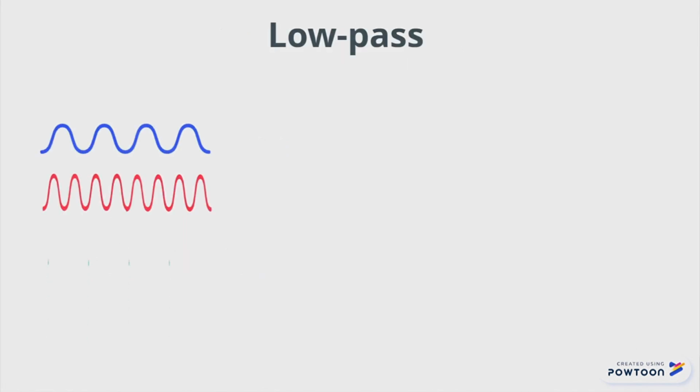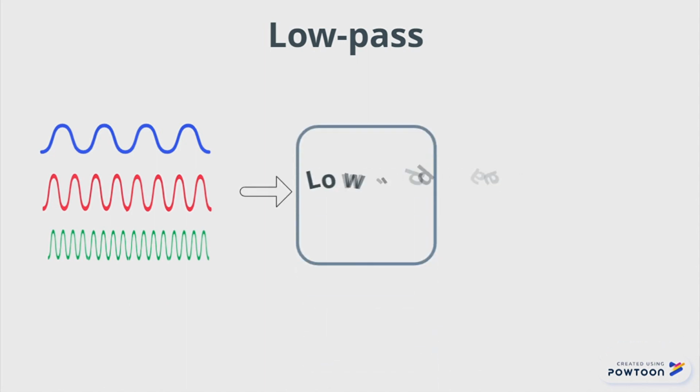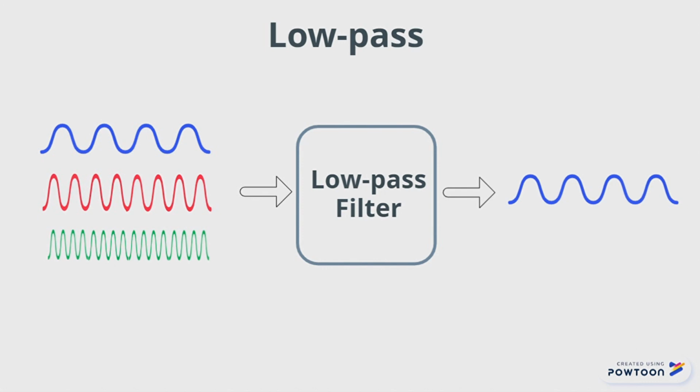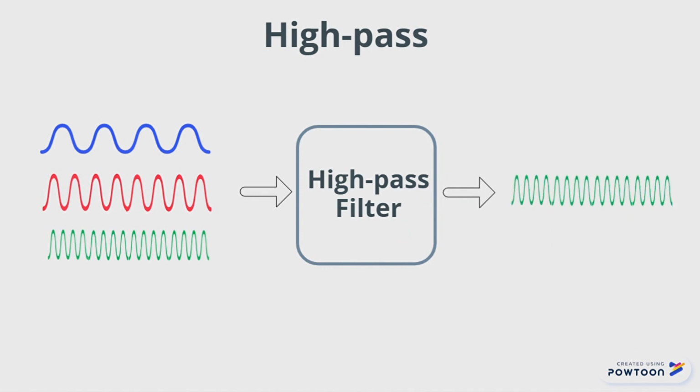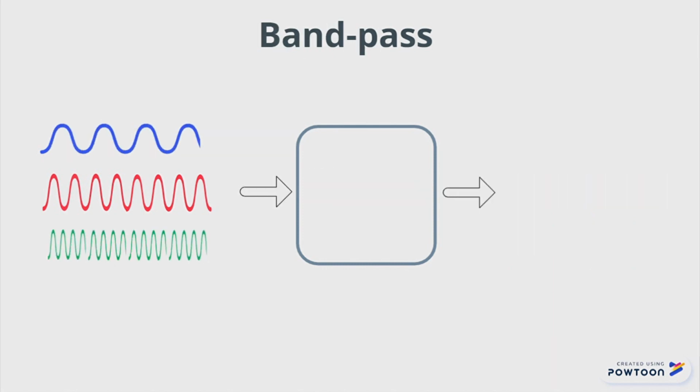First of all, let's talk about low-pass filter. A low-pass filter is a filter that passes signals with a lower frequency than a selective cutoff frequency and attenuates signals with higher frequencies than the selected cutoff frequency. A high-pass filter is the opposite of a low-pass filter. It attenuates signals with lower frequencies than the selected cutoff frequency and pass signals with a higher frequency than a selected cutoff frequency. The last type of filter that we're going to talk about are bandpass filters.